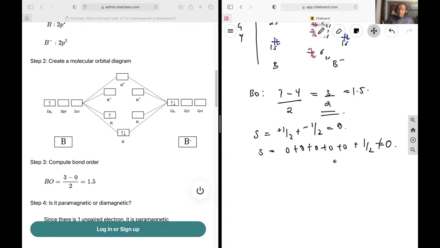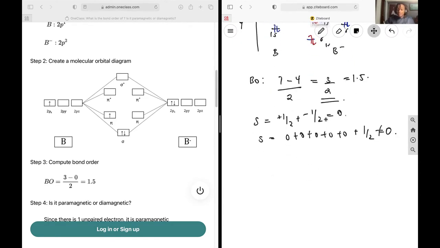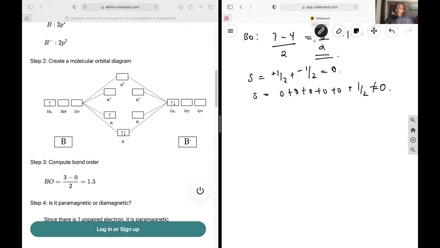That means that the spin that's left over up there is going to generate an intrinsic angular momentum, and that's going to generate a magnetic moment that will indeed interact with a magnetic field. And so that means that it is going to be paramagnetic. And that's it for this question.